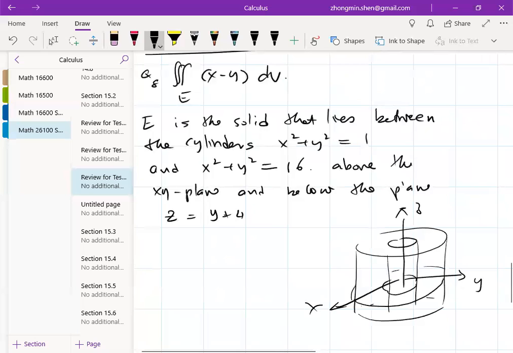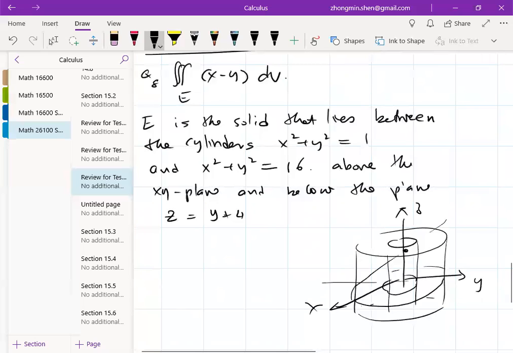And below the plane z equals y plus 4. Z equals y plus 4. How do you draw z equals y plus 4? In the YZ plane, when y equals 0, z equals 4. Okay, so it has positive slope. So this is a line like this. Right, it's going to be like that.